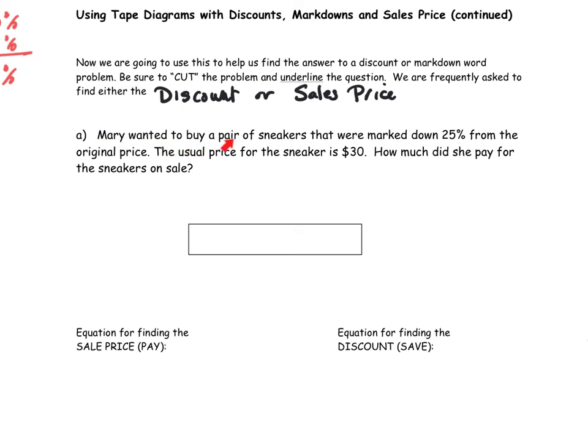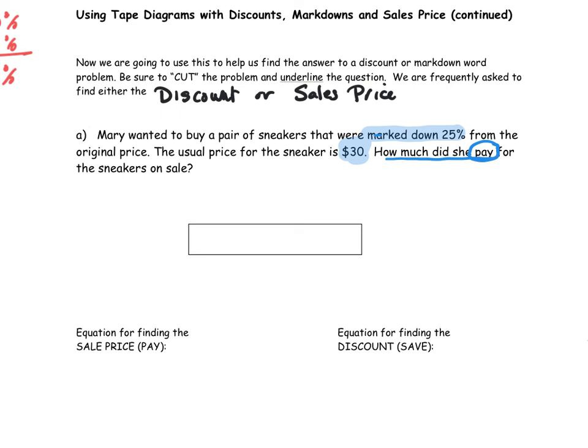So Mary wanted to buy a pair of sneakers that were marked down 25% from the original price. The usual price for the sneakers is $30. How much did she pay for the sneakers on sale? So what's important here is we have a marked down. Okay, we want to highlight that or circle it. So it's marked down 25%. The usual price, or the original price, is $30. And it asks us, how much will she pay for the sneakers?